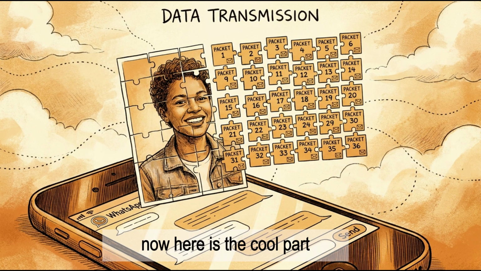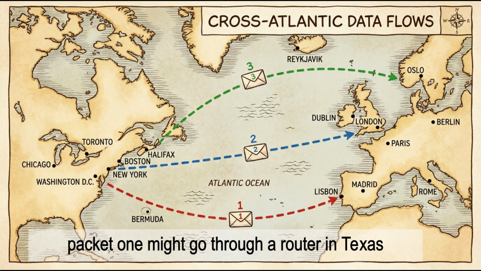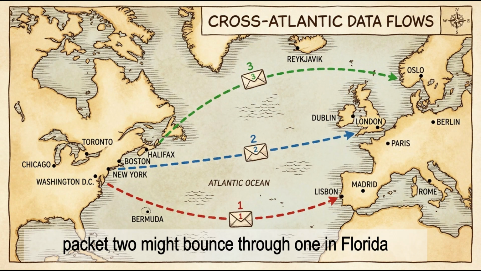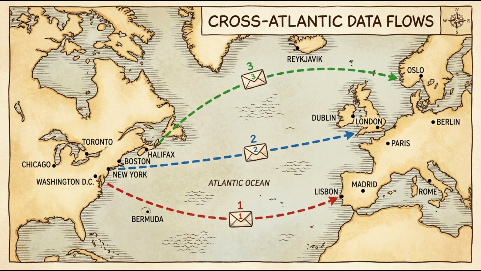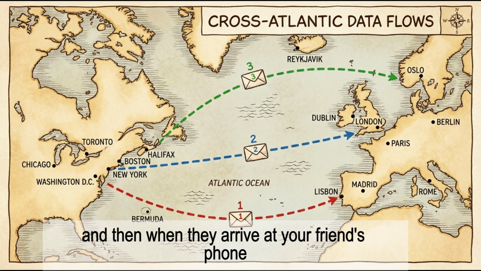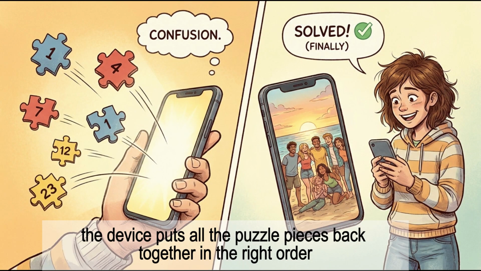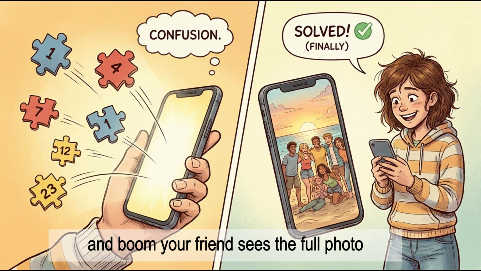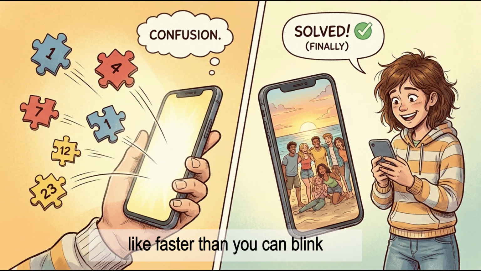Now here's the cool part. Those pieces do not even have to travel the same road. Packet 1 might go through a router in Texas. Packet 2 might bounce through one in Florida. Packet 3 might go through one in New York. They all take different routes, whatever is fastest and least congested at that exact moment. And then, when they arrive at your friend's phone, the device puts all the puzzle pieces back together in the right order. And boom, your friend sees the full photo. This whole process happens in milliseconds. Like, faster than you can blink.